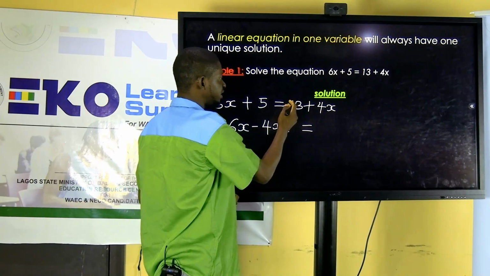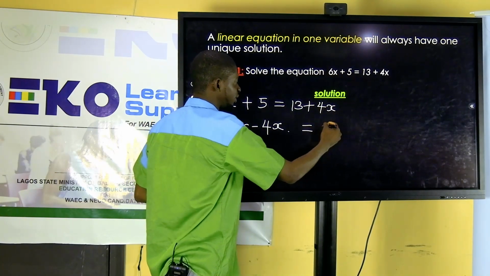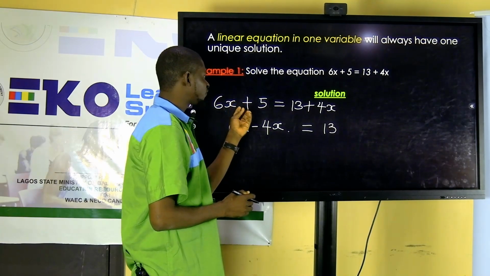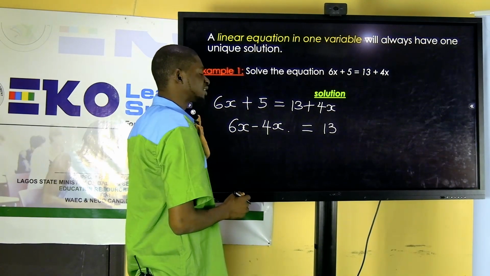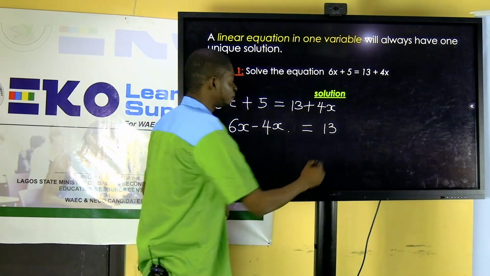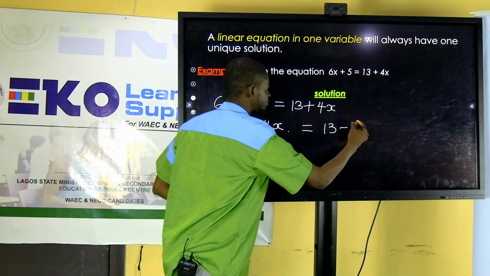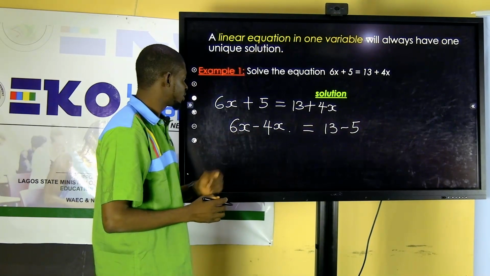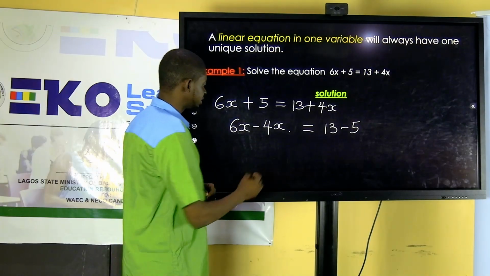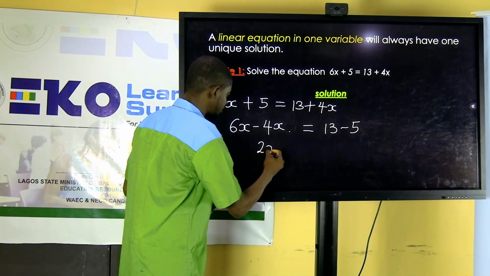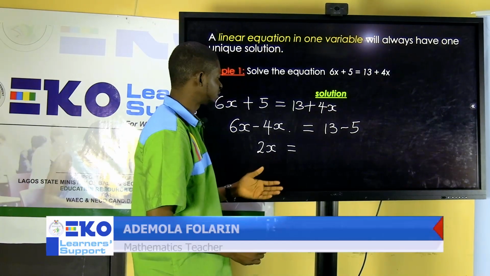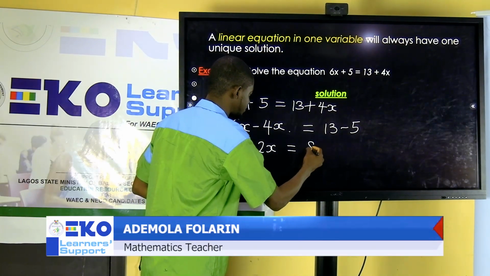equals, this 13 is at the right side, we still keep it there, nothing is changing about it. However, this 5, positive 5, that is at the left-hand side, when taking it to the right-hand side, it becomes negative 5. So here, we subtract 4x from 6x, that gives us 2x. And we do the same thing here, we subtract 5 from 13, that gives us 8.